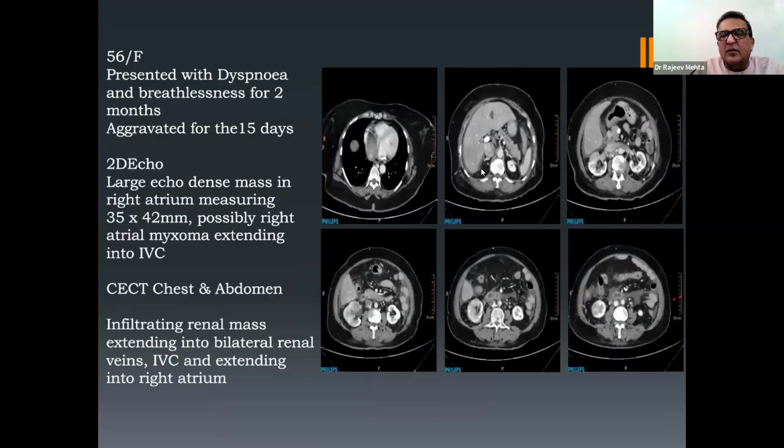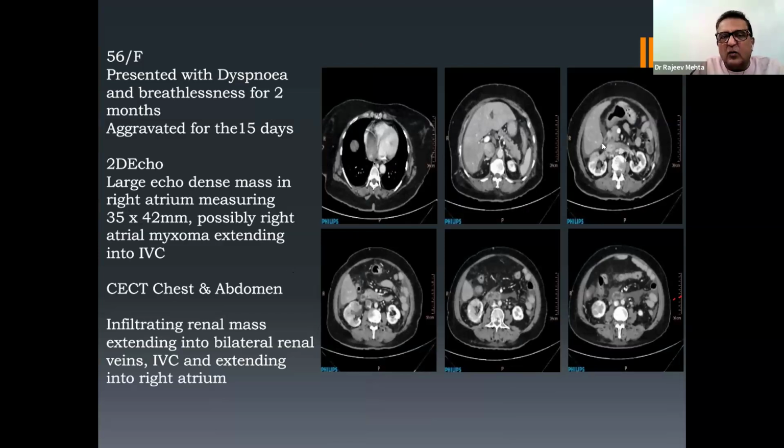In the IVC, you can see here the large filling defect in the right atrium over here. And the IVC is enlarged and showing the tumor thrombus. And this is the renal vein. Also the renal vein on the contralateral side is affected. The contralateral side is also showing a low-density filling defect. It shows the tumor thrombus over here.